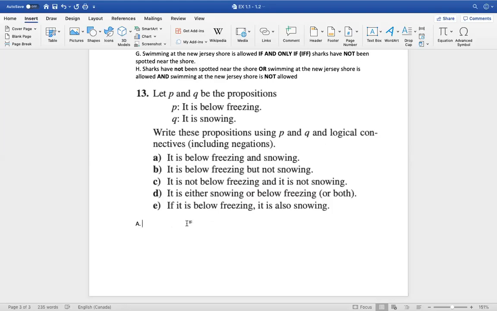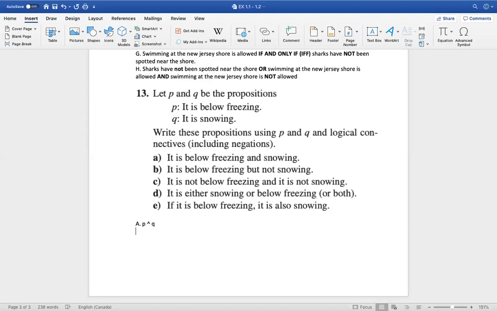It is below freezing is represented by this P, right? And there is another and here, so we add the and sign. Luckily I have the and sign on the keyboard. So snowing, so it is below freezing and snowing, so P and Q. If we have to read this propositional statement using those variables, we just replace the variables with the statements and it will be just like part A.